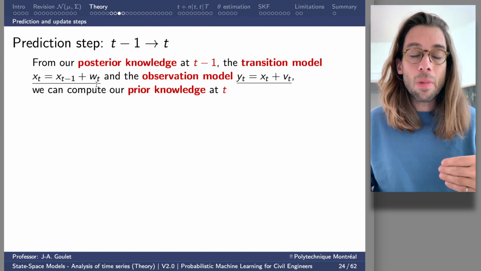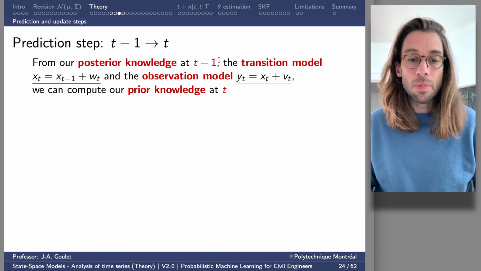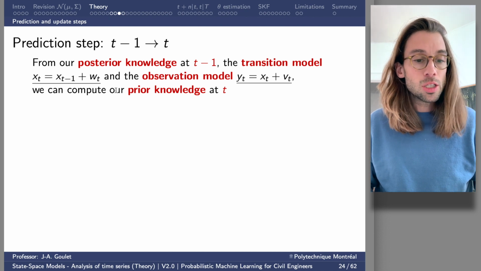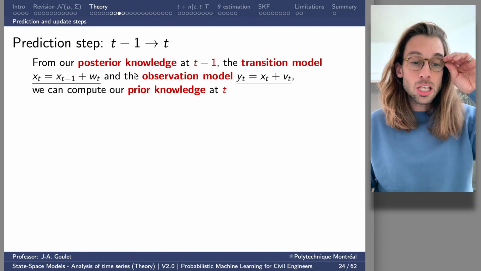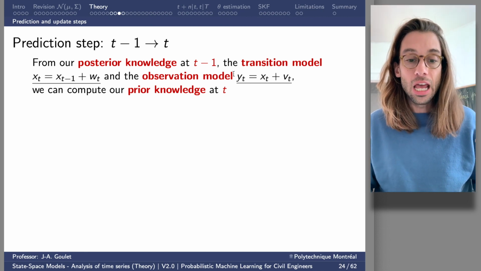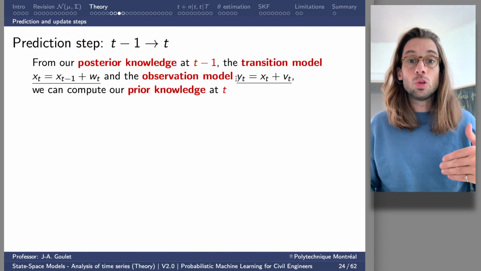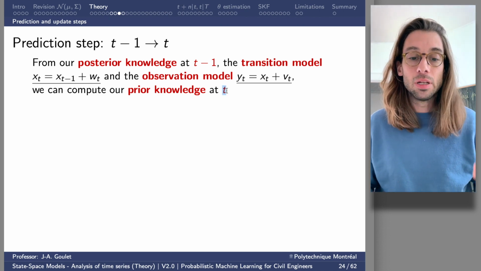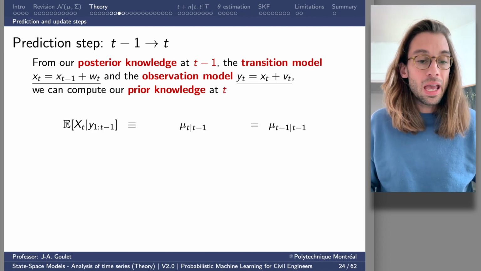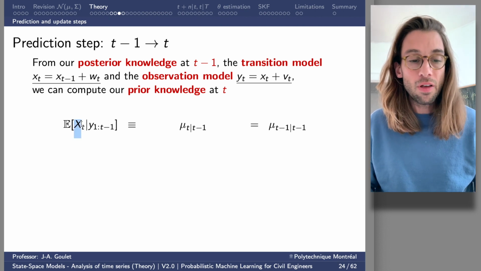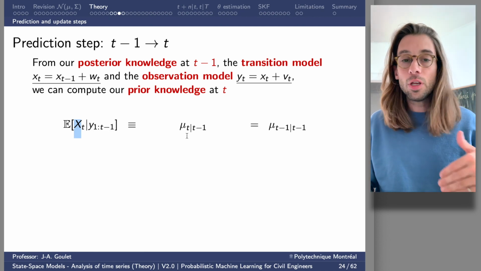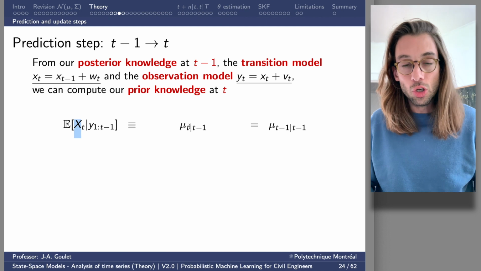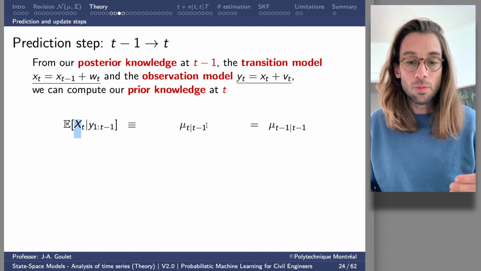So we are going to say that from my posterior knowledge at time t minus 1, I want to use the transition model between the hidden state t minus 1 and t, as well as the observation model between xt and yt, in order to compute my prior knowledge at time t. So my expected vector, what is it going to be? It's going to be my expected value of xt given y1 up to yt minus 1, which is equal to mu t given t minus 1. This is the short form notation.